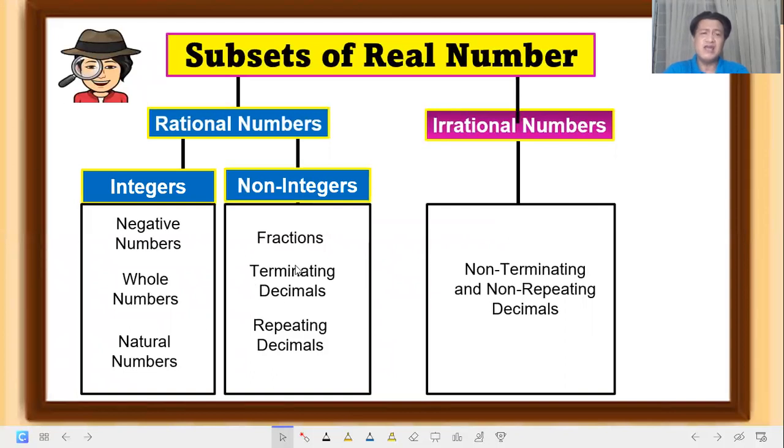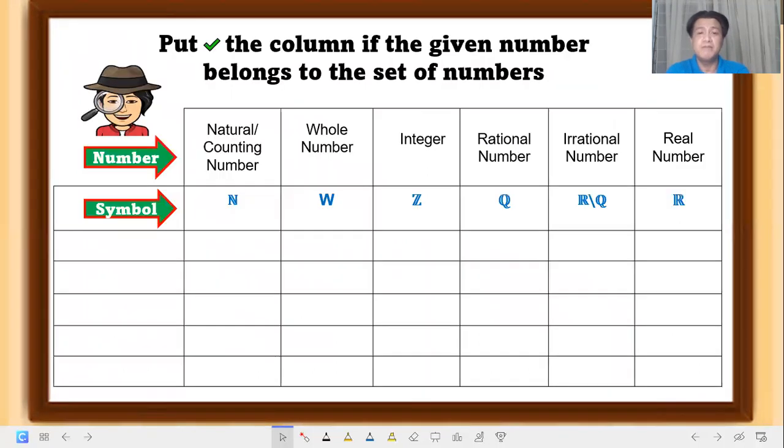Okay, so with that, this will help you to identify kung saan ba kabilang yung number sa grupo ng number set. Okay, so let's put a check column if the given number belongs to the set of numbers. We have this counting number or natural number. Ito yung symbol nila. Whole number, yun yung W, integer, yung Z, rational number, yung Q, irrational number, yung R minus Q. Ang basa dito, R minus Q, ibig sabihin nito, walang rational. Kaya R slash Q, irrational number symbol yan. Real number yung R.